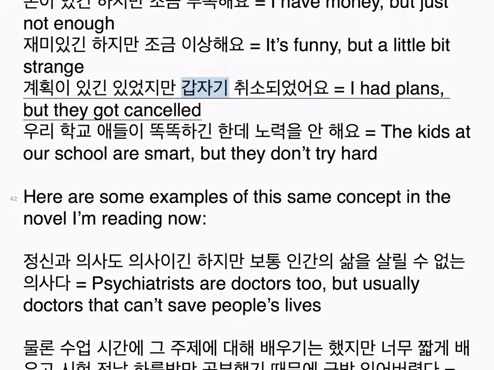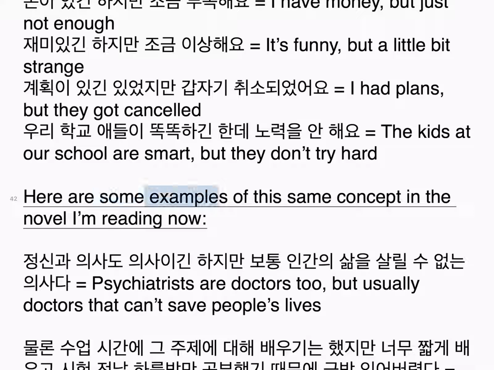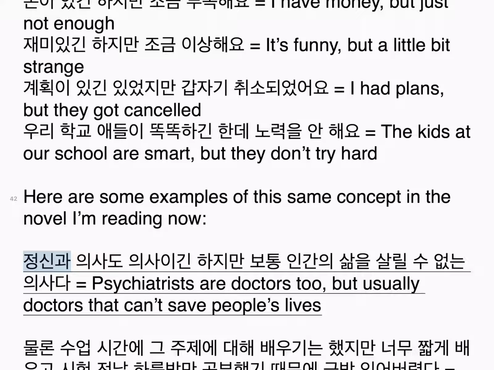계획이 있긴 있었지만 갑자기 취소되었어요. I had plans, but they got cancelled. 우리 학교 애들이 똑똑하긴 한데 노력을 안 해요. The kids at our school are smart, but they don't try hard. Here are some examples of this same concept in the novel I'm reading now. 정신과 의사도 의사이긴 하지만 보통 인간의 삶을 살릴 수 없는 의사다. Psychiatrists are doctors too, but usually doctors that can't save people's lives.